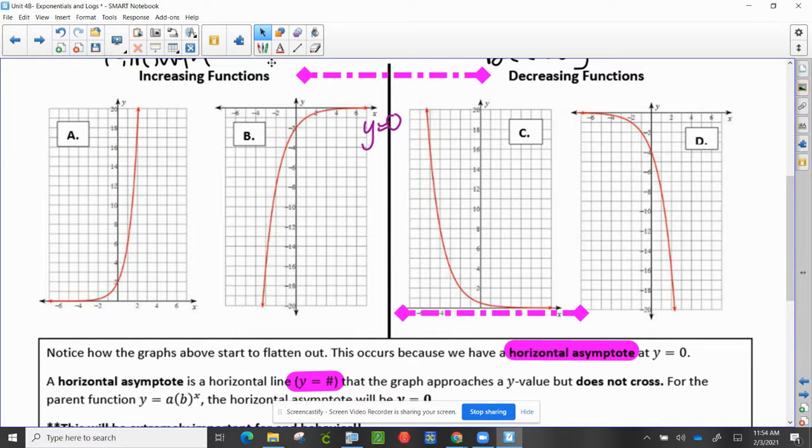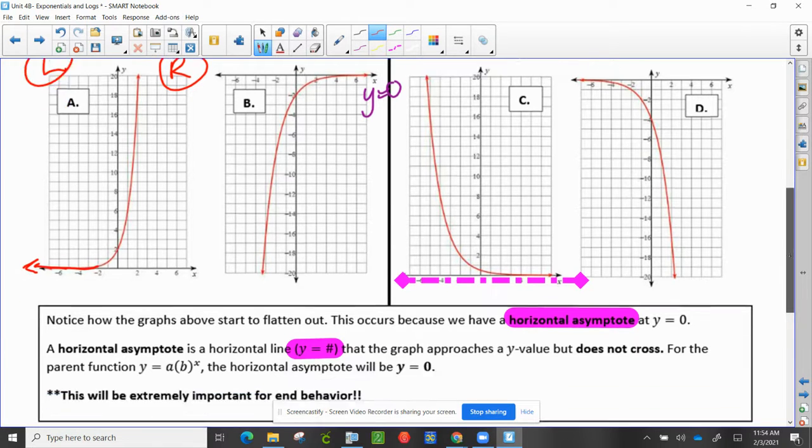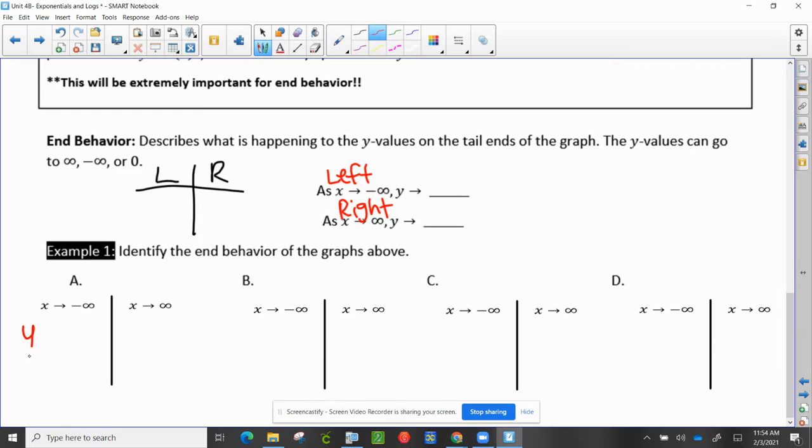Okay, so if we talk about what's happening on the left side of the graph and the right side of the graph. So left side, right side. What is the y value doing? Well, on the left side, we could see it's approaching and starting to flatten out. That's what it means to be approaching our asymptote. So for our end behavior on this one, y is approaching the value 0, because that's where the asymptote is. That's where the graph starts to level out.